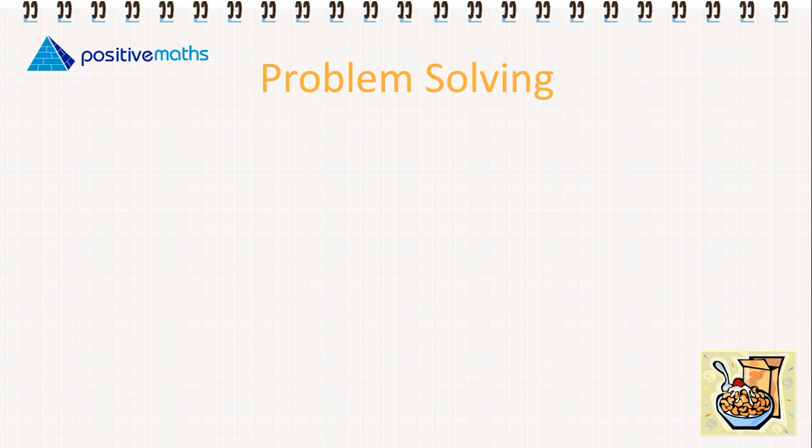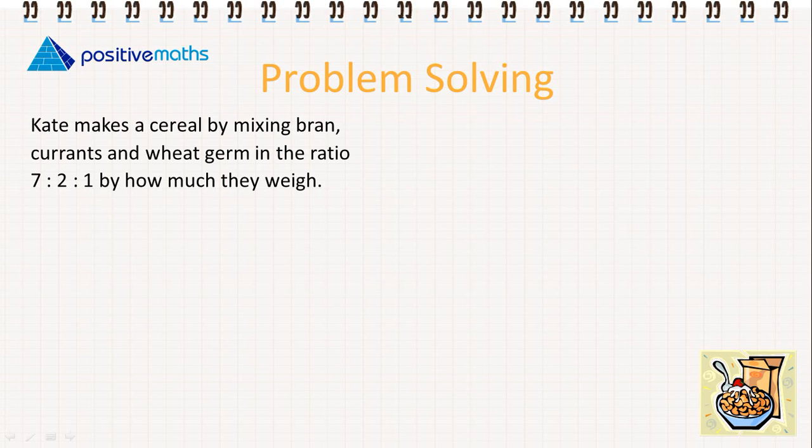Okay, so some more problem solving. Kate makes a cereal by mixing bran, currants, and wheat germ in the ratio 7:2:1, by weight. Okay, so we have our ratio 7:2:1. First question, how much bran does she use to make 400 grams of cereal?